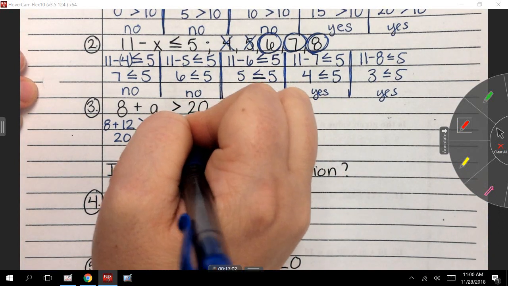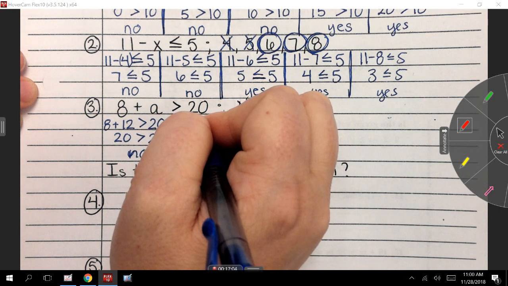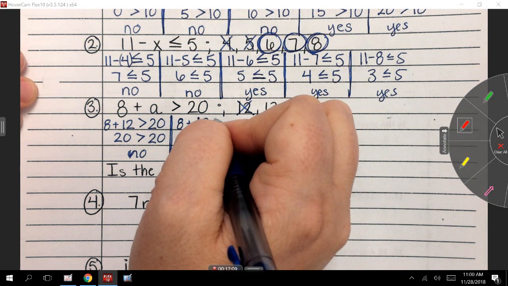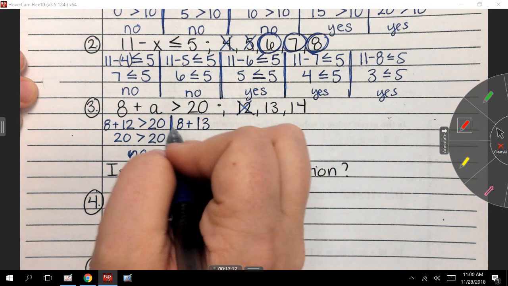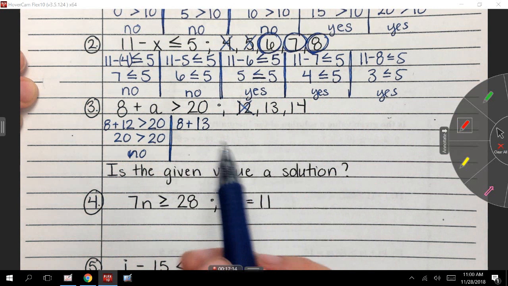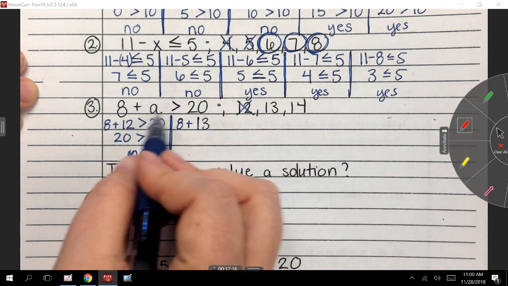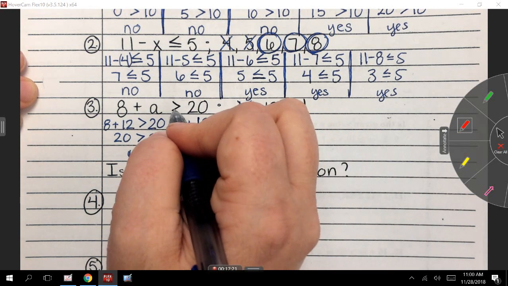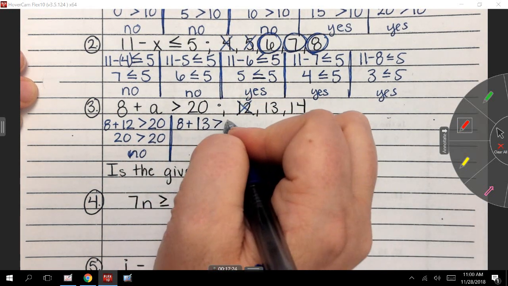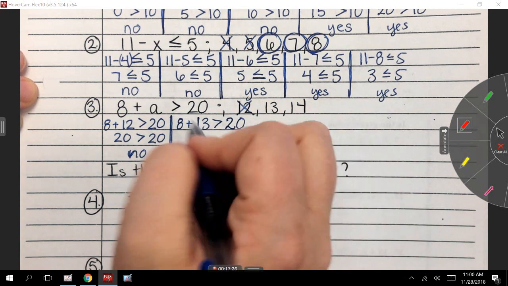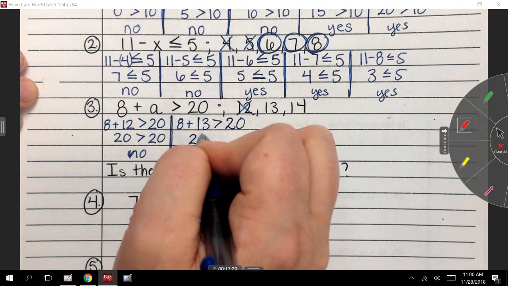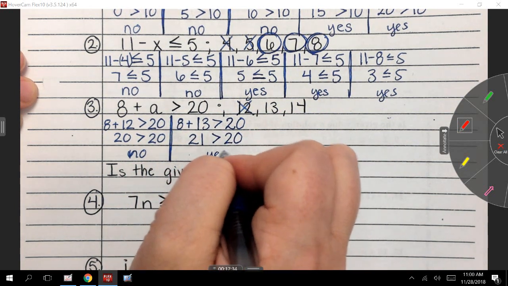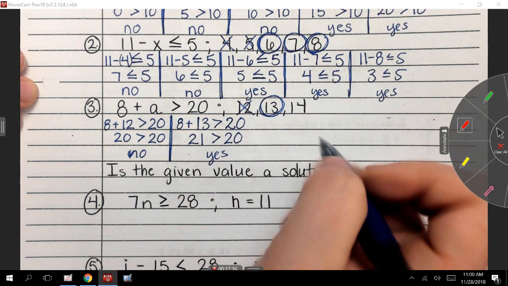The 8 and the sign, and then put 13. Then what else? 8 plus 13? Oh, 21. No, we've got to still finish writing the problem out. We have 8 plus 13. We have to have our alligator sign and the 20. And then I get 8 plus 13 is 21. Keep my sign. And that one is true. So we're going to put yes and circle it.